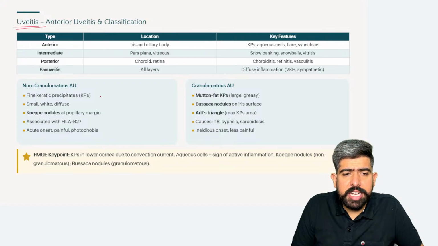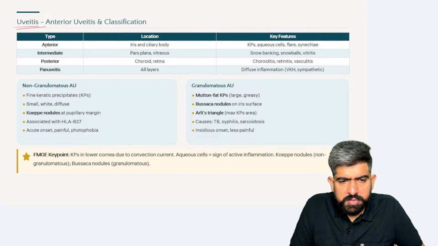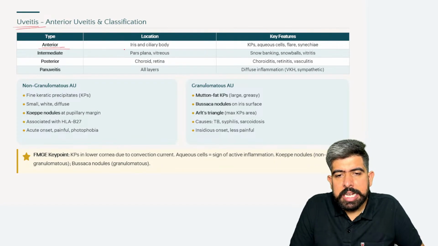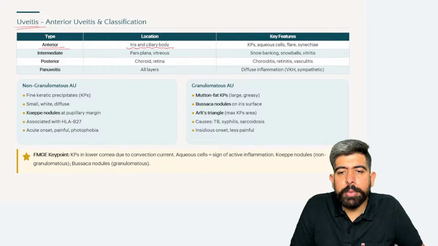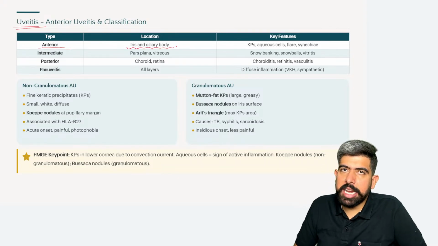Now, we are starting with the types of it. You can see over there. The first one, which is the anterior uveitis, the location is the iris and the ciliary body. Yes, iris and the ciliary body involvement.